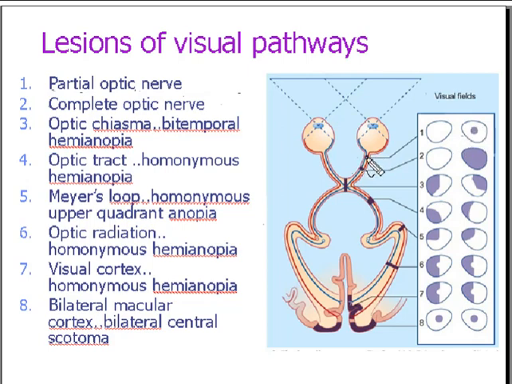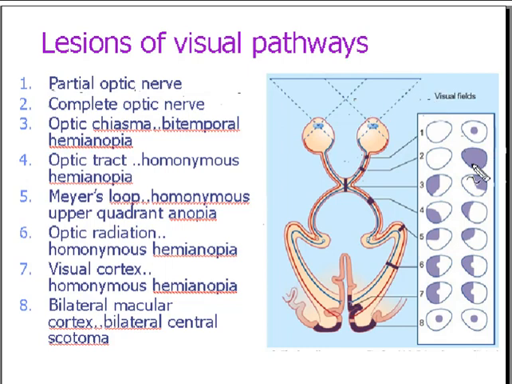If the entire optic nerve is damaged, you can see here, that means no impulses from this eye will pass through. So hence you cannot see from this eye. It loses both fields of vision, so this eye is blind.